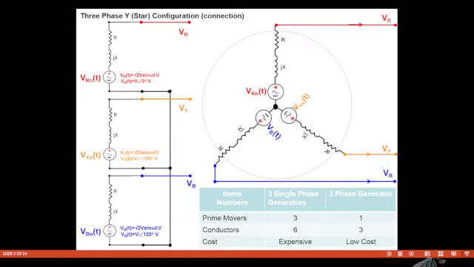So in the three single-phase generators, we have three prime movers and six conductors, and they are very expensive. Compared to this, if we take a three-phase generator, then we have only one prime mover and we have three conductors without neutral. We will discuss that. So definitely there's a change in cost. Now, this is a three-phase generator. It will be connected to the load. Load is not shown here on the main diagram.